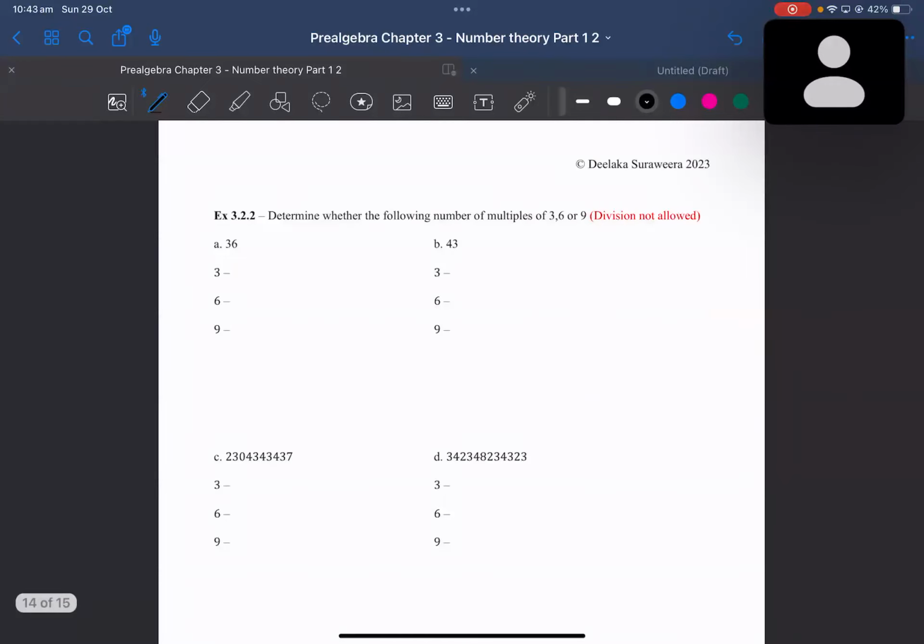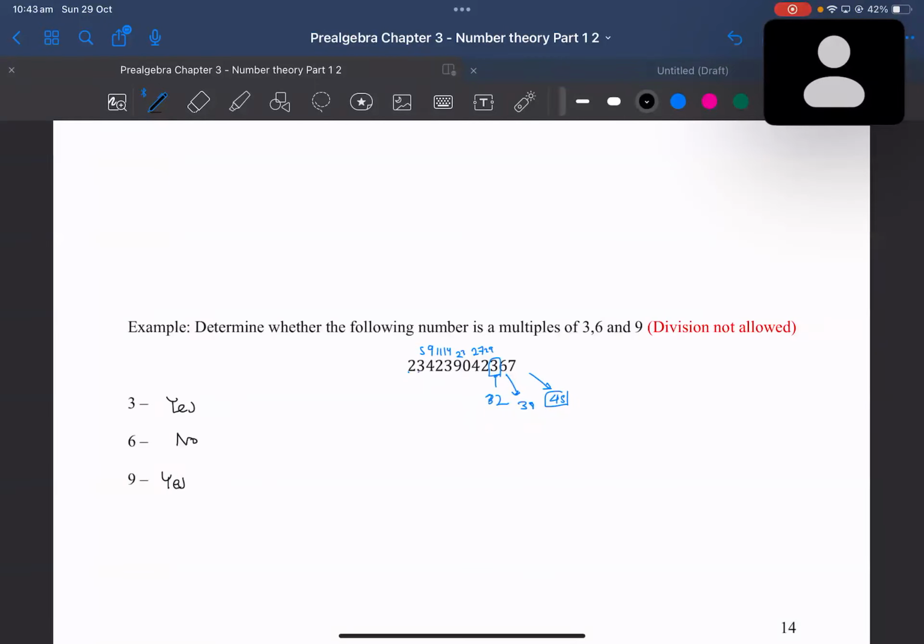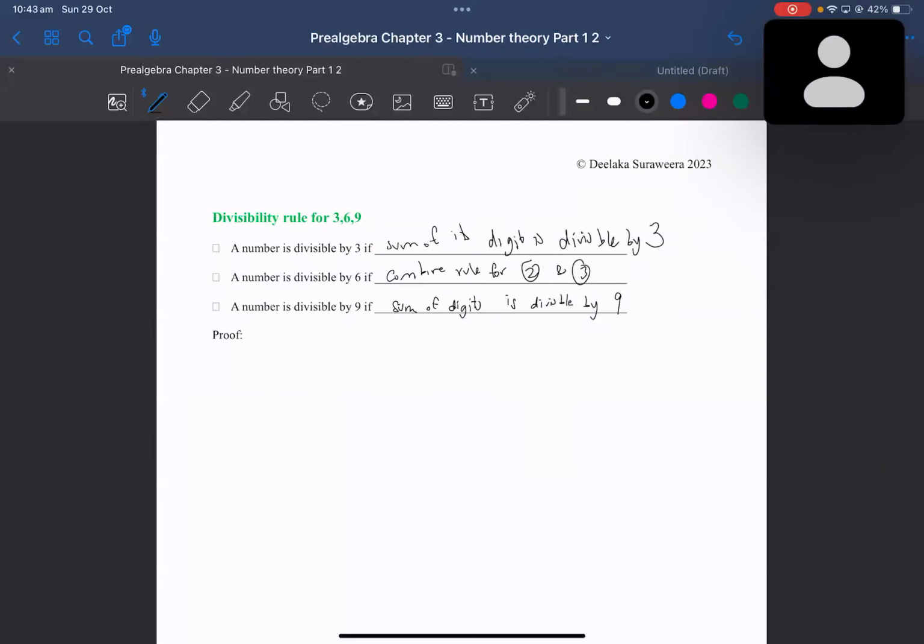Hang on, I'm confused. So which part's confusing you? Go to the example exercise yourself now. You're doing the next page. So what was the question you had? Which part's confusing? Just the way to do it. The rule? Which one? 3, 6, or 9? All of them.